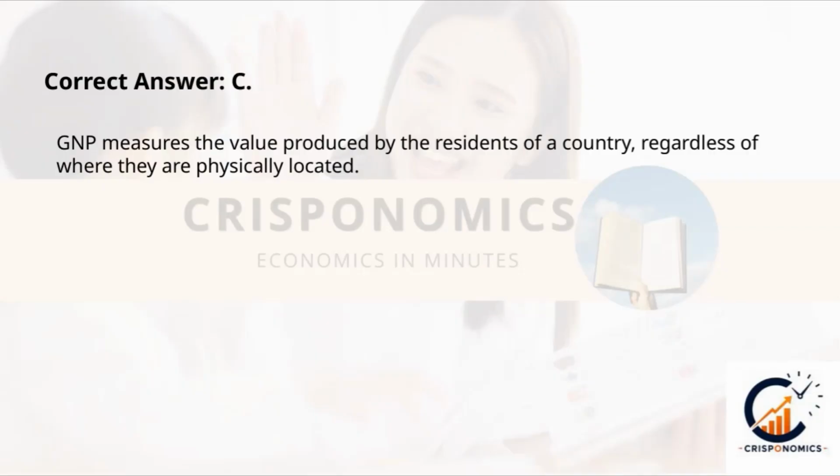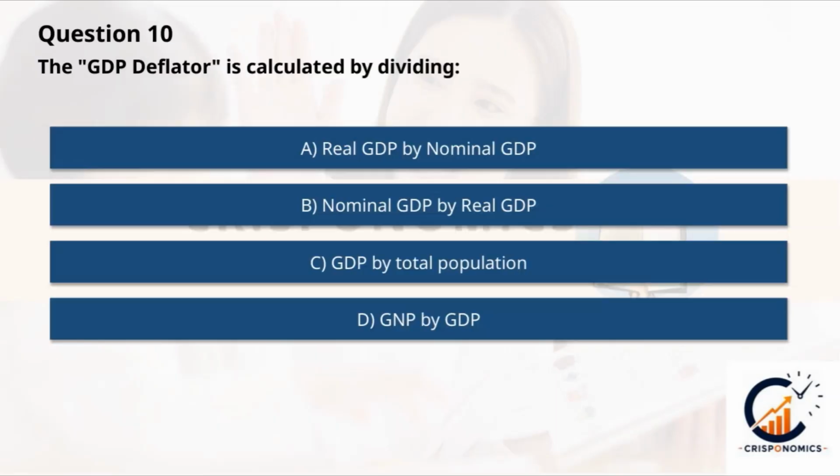GNP, or Gross National Product, measures the total value created by a country's residents, no matter where they actually are in the world. It's about the income earned by people and businesses from that country, whether they're working at home or abroad. This makes GNP different from GDP, which only counts production within the country's borders. So, when we talk about GNP, we're focusing on the economic activity of the nation's people, not just the place where it happens.